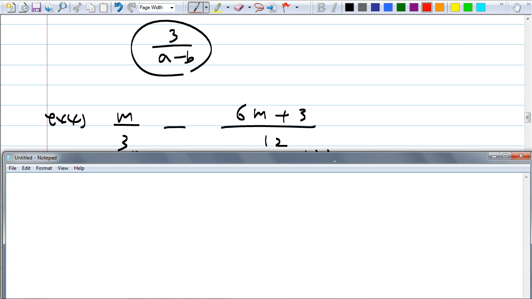But that's easy. What do we need first of all, to be able to subtract these two fractions? Well, I multiplied the m over 3 by 4 over 4. Why did you do that? To get a common denominator. Okay, so that's correct. That's what I would do too.